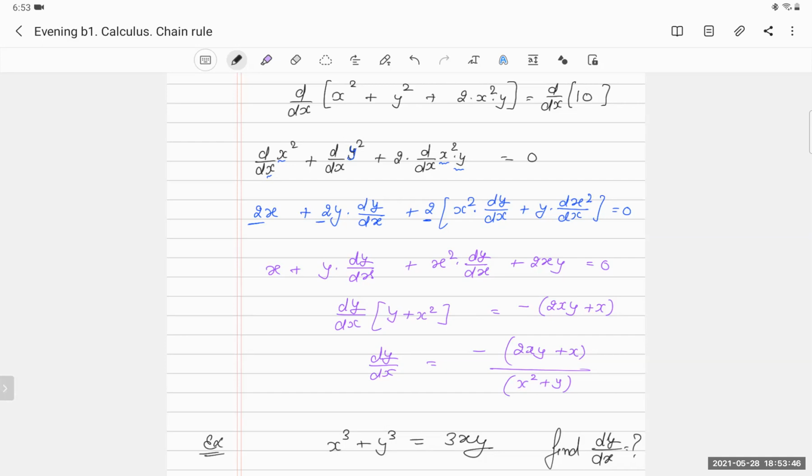Got it. So I got dy by dx is y minus x square upon y square minus x. Yes, cool. Sir, can you please solve it? Yes, I will solve it. First, I'm giving time so that you can try.